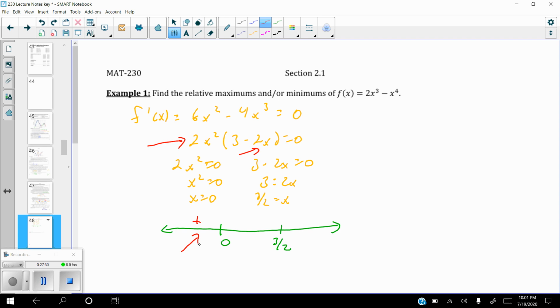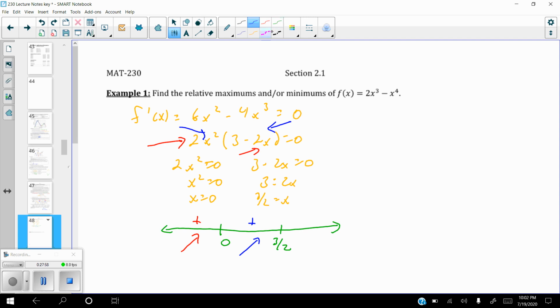Again, this is my method. You can use the chart if it's more helpful. It's completely up to you. Now I'm going to pick something in between 0 and 3/2. Well, an easy number to deal with is 1. So once again, if I plug a 1 into here, that's positive. If I plug a 1 into here, I now get 3 minus 2, which is still positive. So the function is still increasing. That should tell you something interesting is happening at 0. We'll come back to that in a second.